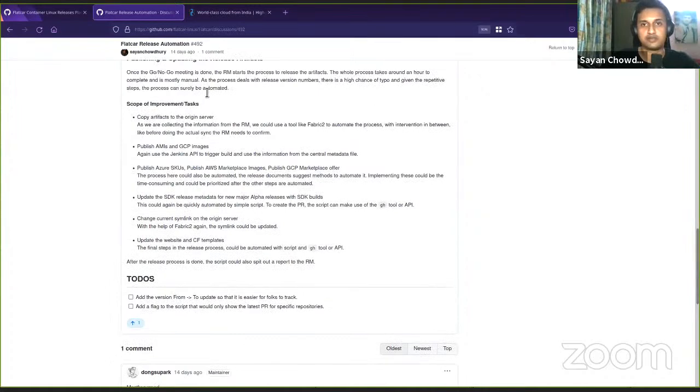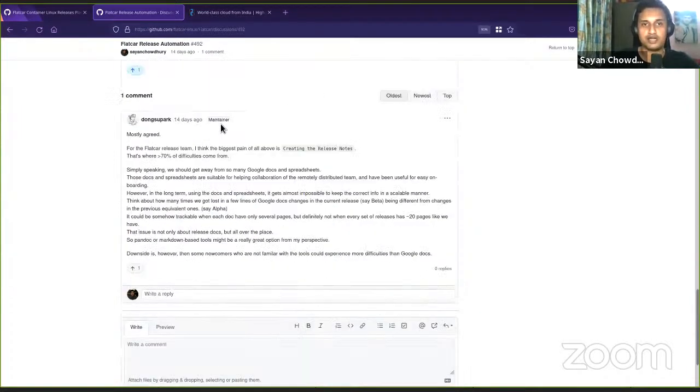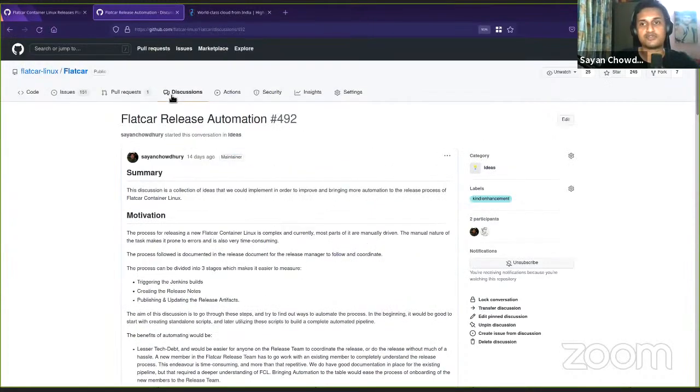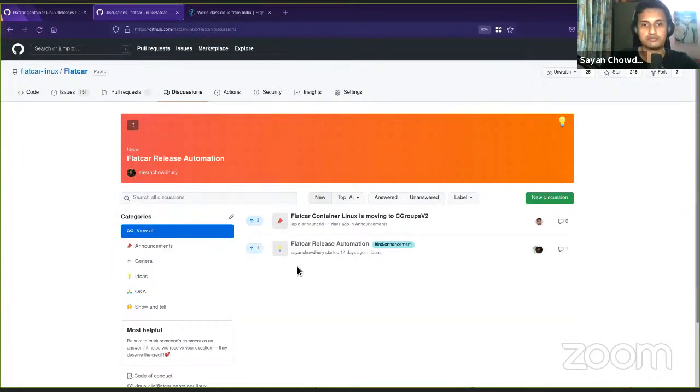It's there on the Flatcar repo itself. So please go through it, drop in your suggestions. And also in general, if you have any discussions that you would like to have, this is an open board. So feel free to drop in any ideas or questions that you have into the GitHub discussions.